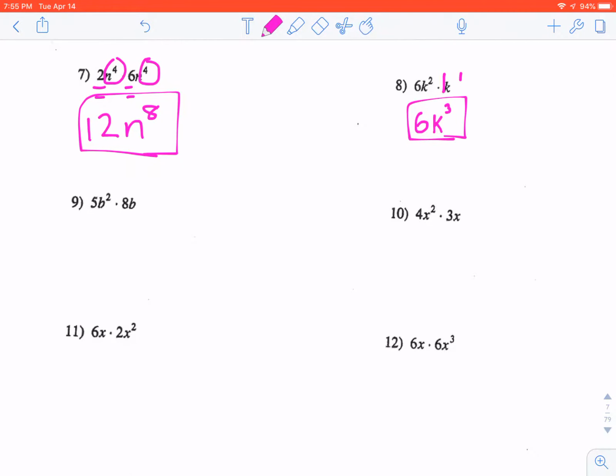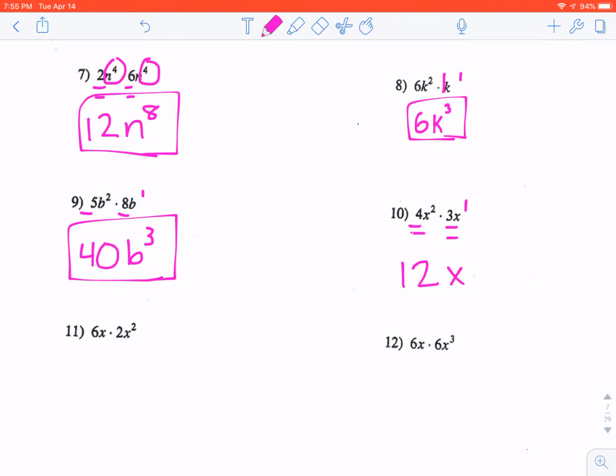Okay, number 9. 5 times 8 is 40. And then when you put your 1 above your b, it became b to the 3rd. Number 10. 4 times 3 is 12. And then x to the 2nd times x to the 1st is x to the 3rd.